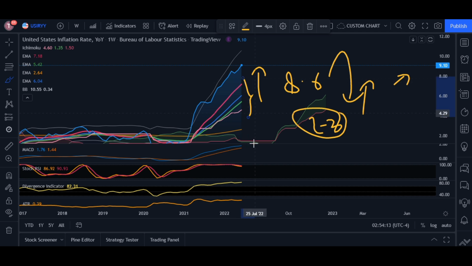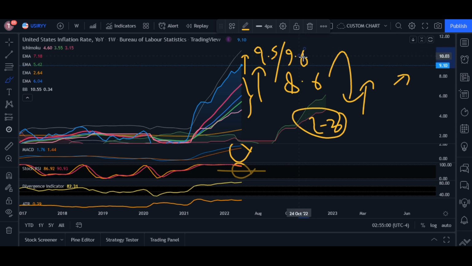Now if you look into the technicals, they are extremely bullish. So technically the inflation is bullish. This means that next month, in the month of August 2022, we can see that the inflation is further moving up and hitting 9.5 to 9.6. And this is the same thing that I've told you in the month of May and June.